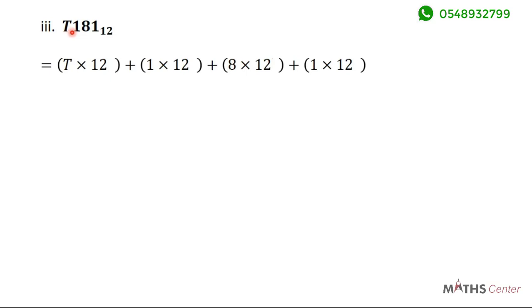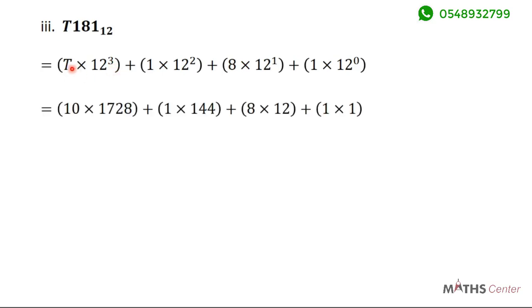Let's take the next example. We have T181 base 12. Remember that in the first video we said when you write T in base 12, the T stands for 10. So from here it follows the same principle. Multiply each digit with the base. So we multiply T with the base, which is 12, then plus 1 with the base, which is 12, 8 with 12, then 1 with 12. Then you order. Remember that when you are ordering, you begin from right to left. So 0, 1, 2, then 3. So here the highest order possible is 3. So you end at 3.